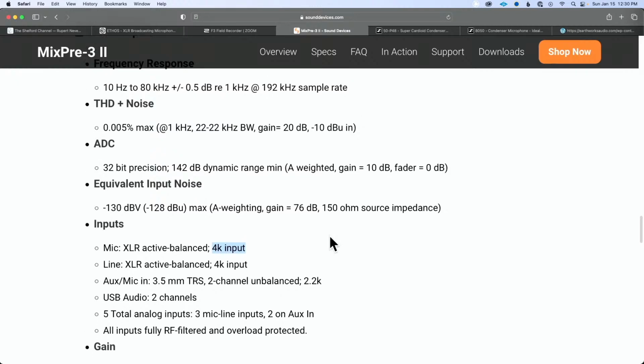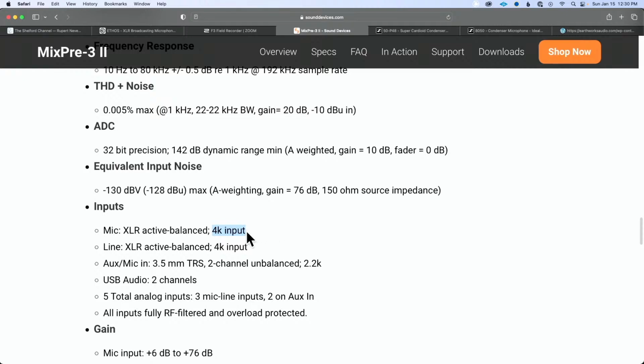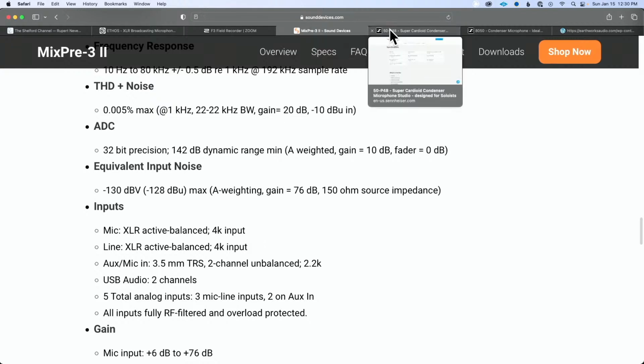So in any case, that's one example where, if you're really curious, you might call the manufacturer and say, I just want to confirm, it looks like the specs say 4K input. Does that mean 4,000 ohms? Pretty sure that would be the answer, but something worth checking.